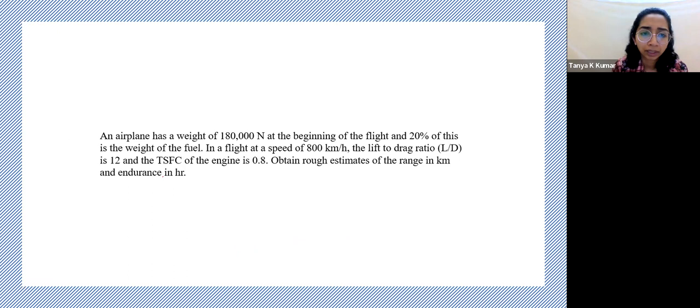Okay. An airplane has a weight of 180,000 newtons at the beginning of the flight, and 20% of this weight is fuel. 20% of the initial weight is fuel. In a flight at speed 800 km per hour, please pay attention to the units, the lift to drag ratio is 12 and the TSFC, thrust specific fuel consumption of the engine, is 0.8. Obtain rough estimates of the range in kilometers and endurance in hours.